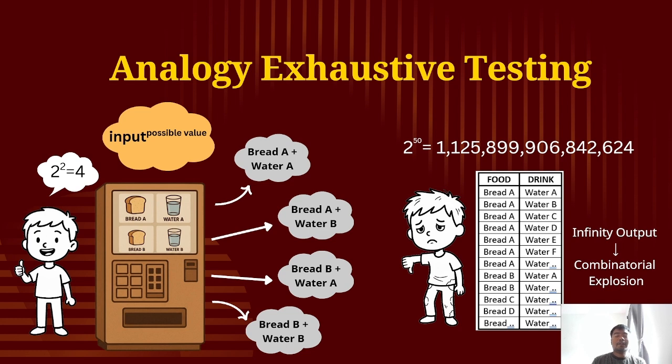But what happens if we have 50 types of brand, 60 brands, 70 brands, 7,000 brands? If we do 2 to the power of 50, using bread and water but with 50 types of brand, it can be 1 billion, which creates a new problem: an infinite output. This leads to combinatorial explosion, with a calculation that cannot be counted.